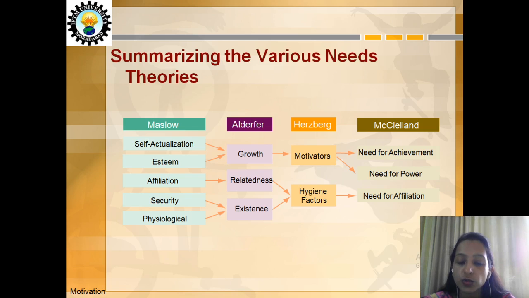and in order to have relatedness and existence needs fulfilled, hygiene factors are required to be present. Further, McClelland summarizes that in order to motivate people, a person must have a need for achievement and a need for power. And if the hygiene factors are present in any organization or individual, it can fulfill the need for affiliation of any person.